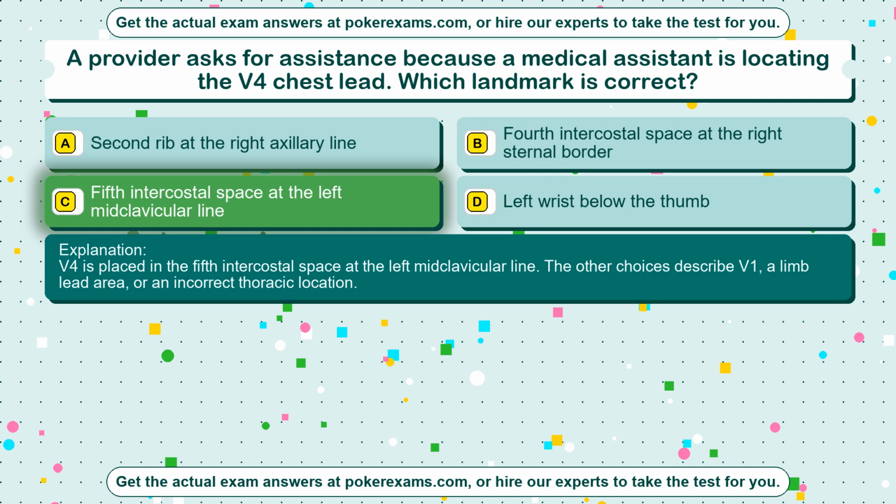V4 is placed in the fifth intercostal space at the left midclavicular line. The other choices describe V1, a limb lead area, or an incorrect thoracic location.